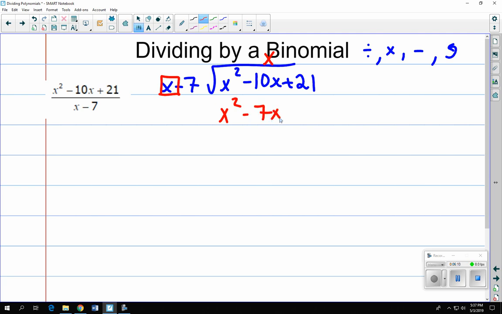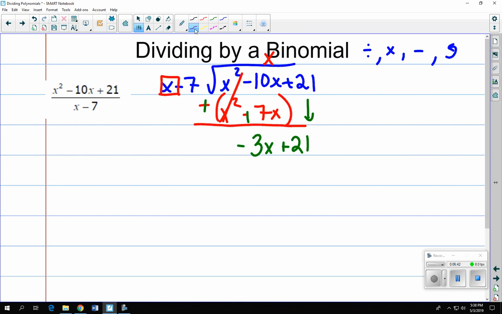The next step is to subtract. When we subtract, I highly suggest that you put your term in parentheses. So I get x squared minus x squared. That'll cancel itself out. Negative 10x minus a negative 7x. This is why I'm stressing to put that term in parentheses, because this becomes a positive. I now have negative 10x plus 7x to get a negative 3x plus 21. And then we bring down the 21.